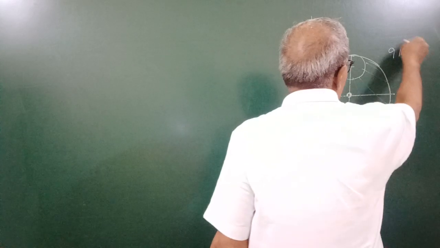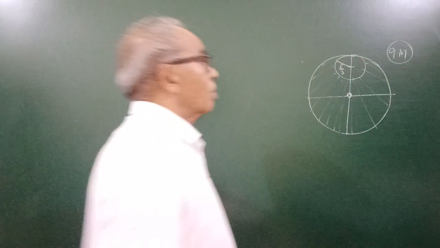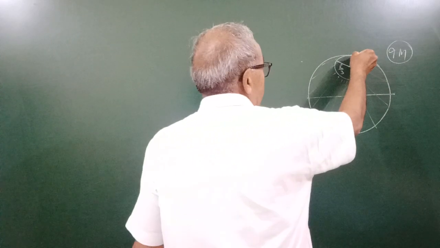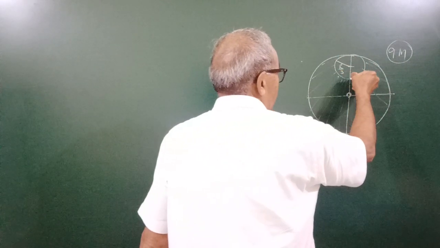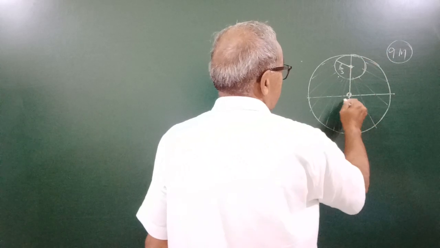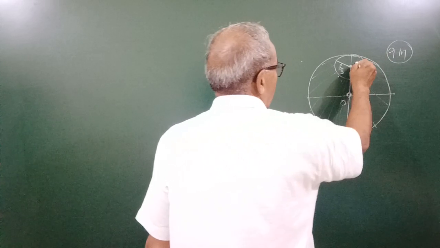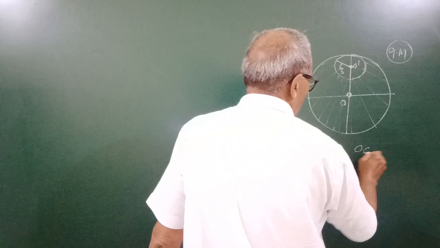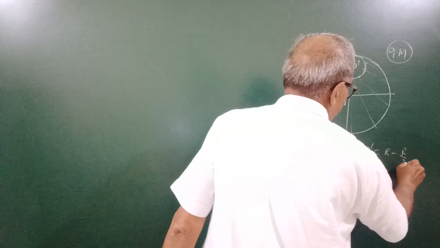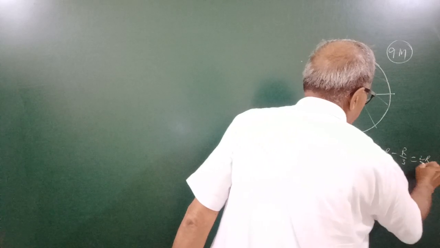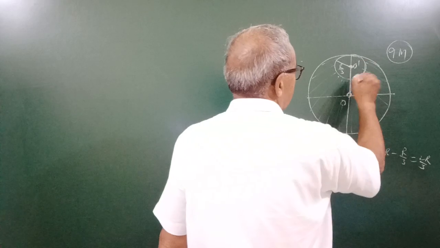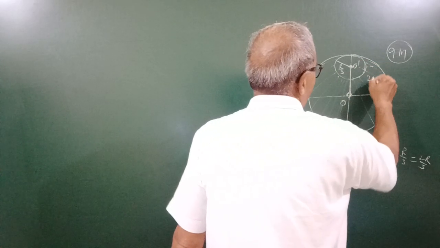The total mass of the disk is 9m, and a disk of radius r/3 is cut from it. So what is the distance of the center of the cut part? This center is O and this is O dash. So OO dash is equal to r minus r/3, equal to 2r/3. This distance here is 2r/3.